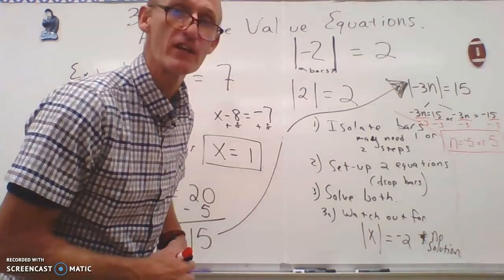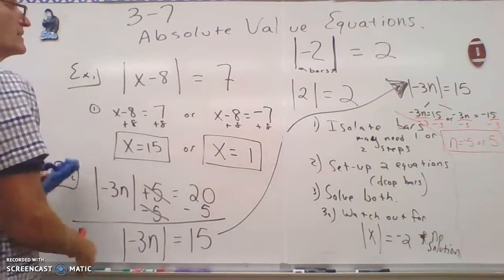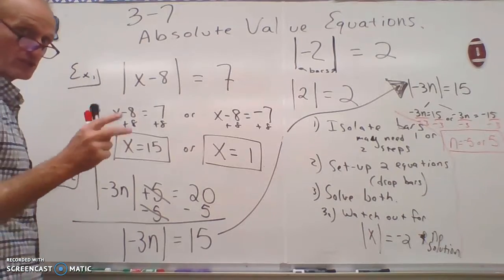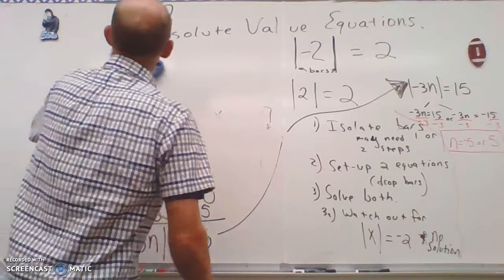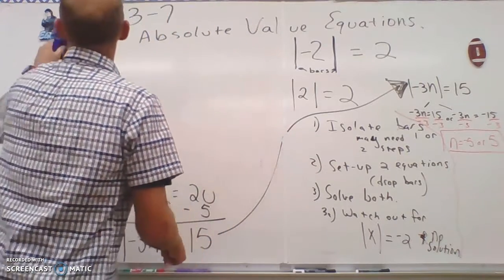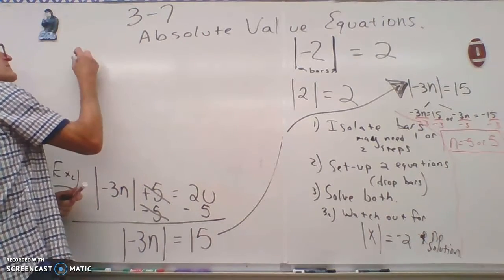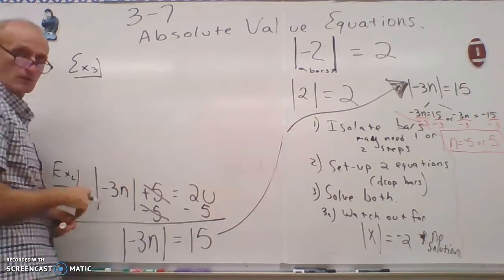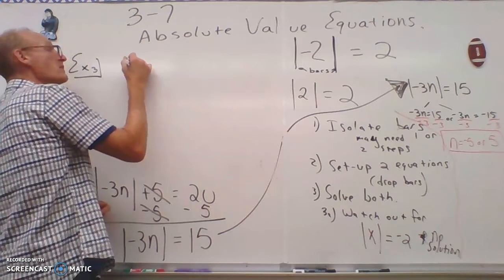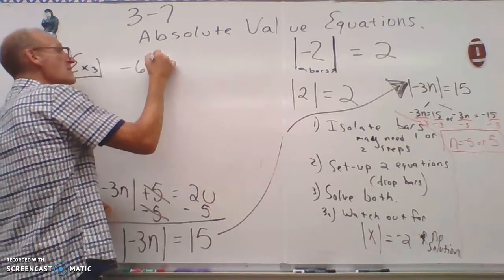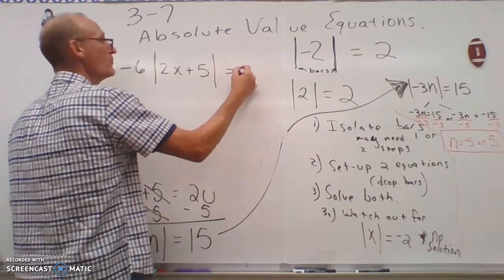All right, one more example for this video, and we are done with these notes. Okay, at least part 1. All right, so think about that, how you do that. You're going to get two solutions. All right, so this is example 3. All right, here we go. This space right here, example 3. Okay, example 3, and that is going to be looking like this: negative 6, the absolute value of 2x plus 5, right, equals 24.